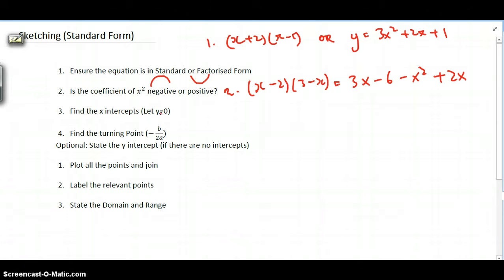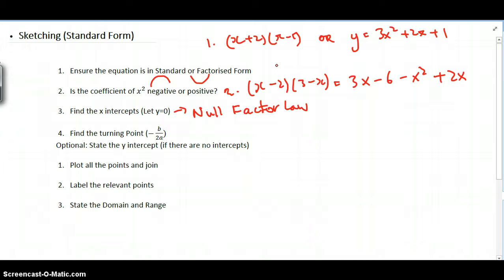Now the next step is to find the x-intercepts, and the way we find the x-intercepts is by equating y equals 0. And what we need to keep in mind here is that in this step we will probably need to implement the null factor law. And so hopefully you've watched the video on that.